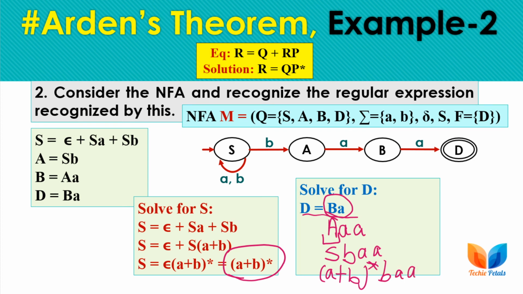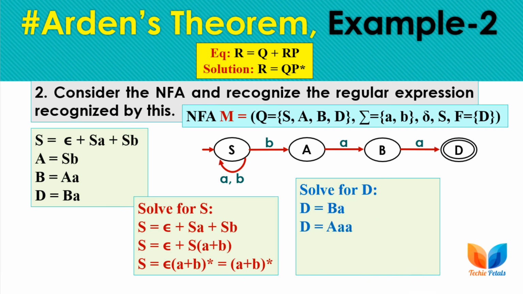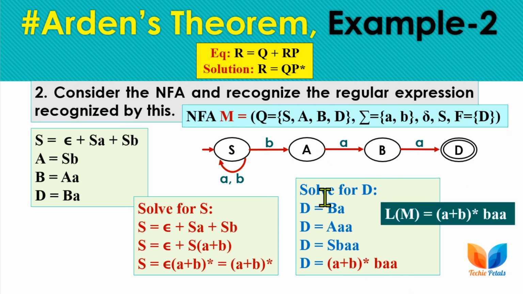So this is the way we solve the expression corresponding to the final state. First of all, solve all the expressions that we require for the final state, and lastly solve the expression of the final state. So here after substituting B we are getting AA, and from A we are getting SBBA. After substituting S we are getting this as the final expression of the final state, and this will be the regular expression, or the language of this machine. So any combination of A and B ending with BAA is the regular expression for this given NFA.